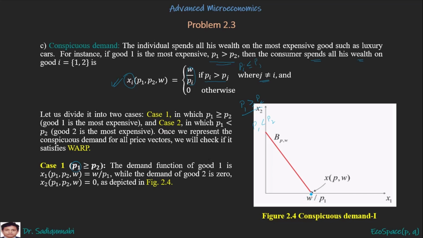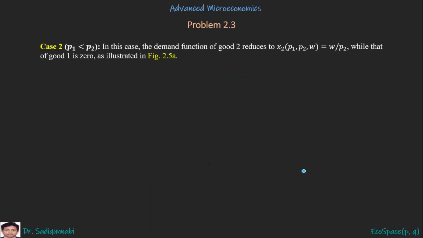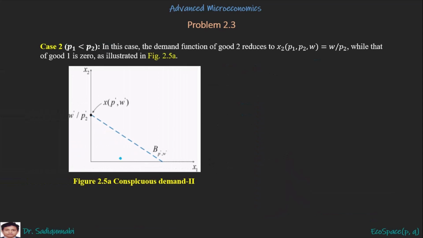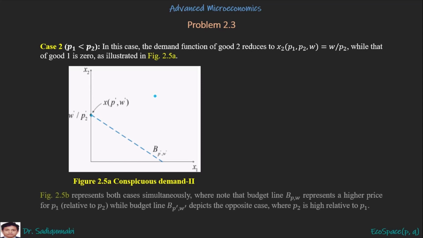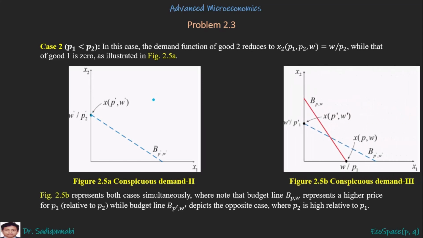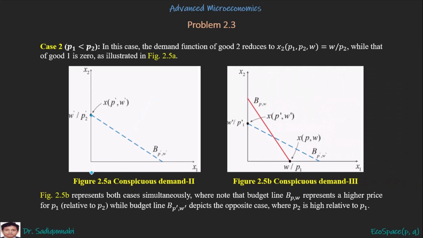In case 2 is the reverse one. So spend all the amount of money on good x2, and the demand is on the vertical axis, x2. Figure 2.5 represents both cases simultaneously.